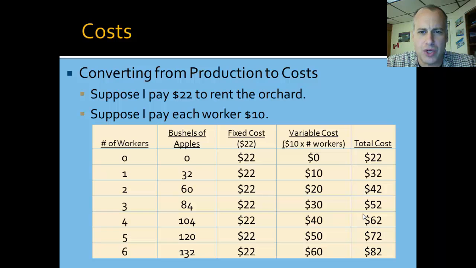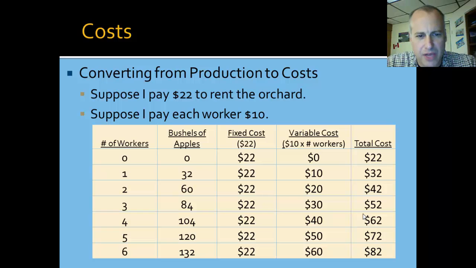and suppose that I can hire workers at a cost of $10 each. If we look at the table then, we can see that if we hire 0 workers, we can pick 0 bushels of apples, but it still costs us $22. Our fixed cost is $22, and our variable cost is 0, and our total cost then is $22.